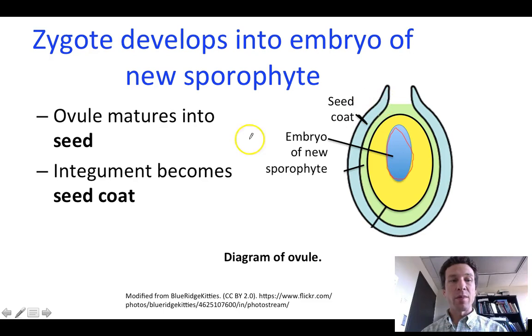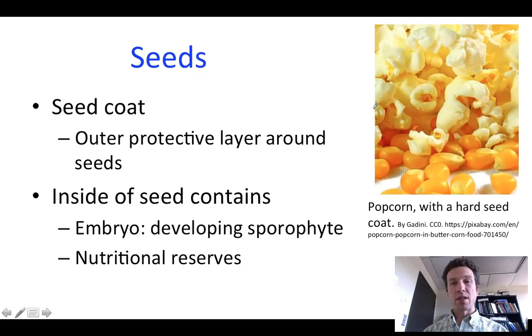This integument, the outer layer that we were talking about earlier, is still going to serve its protective function, but now instead of calling it the integument, it is going to mature into the seed coat. And we are all familiar with seed coats. On many of the foods that we eat, this will be present.